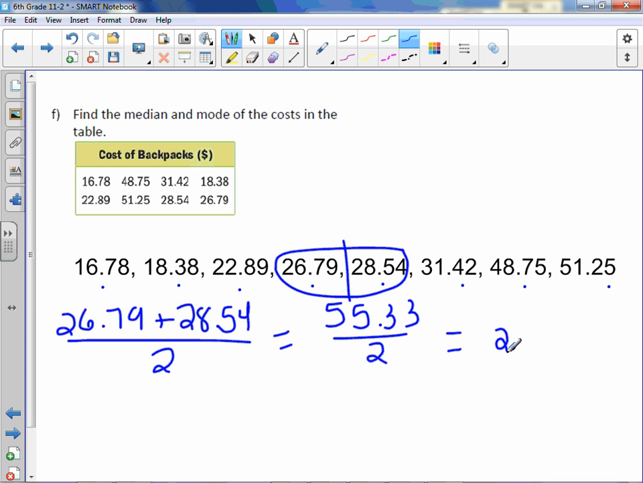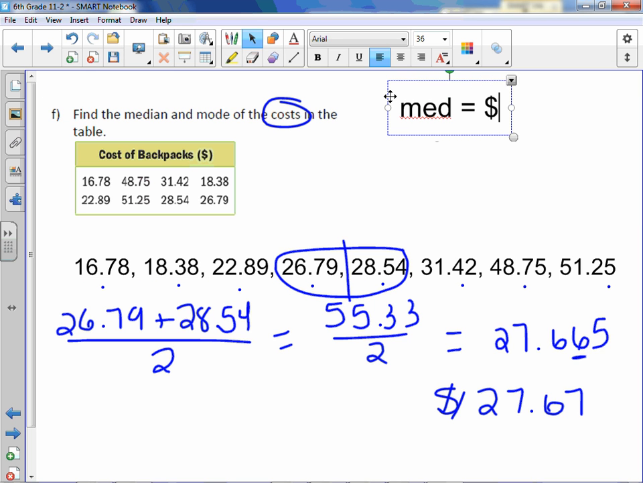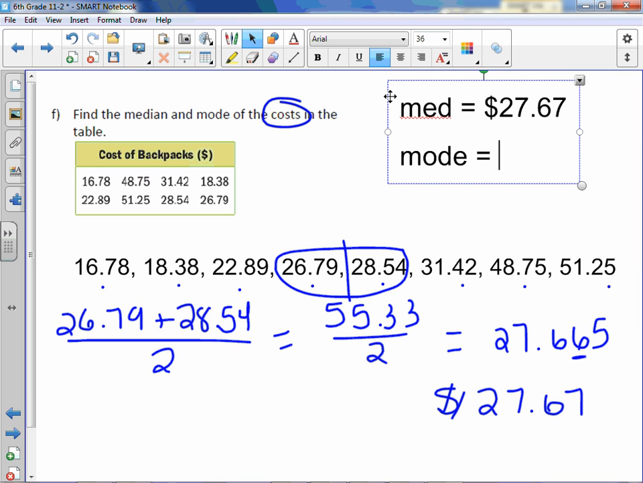So we get 27.665. We are talking about cost, so it's money. We'll round to the nearest hundredths place. $27.67 is the median. The mode is the number that occurs most often, and every number only appears once, so there is no mode.